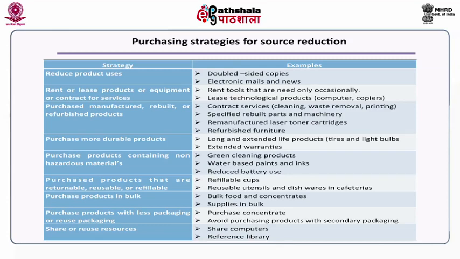Then purchasing products containing non-hazardous material. So, when you purchase something, look for green cleaning products, water based paints and inks, and also reduced battery use. So, likewise you have a number of examples, and these are some of the purchasing strategies which you can apply in a residential area for source reduction.